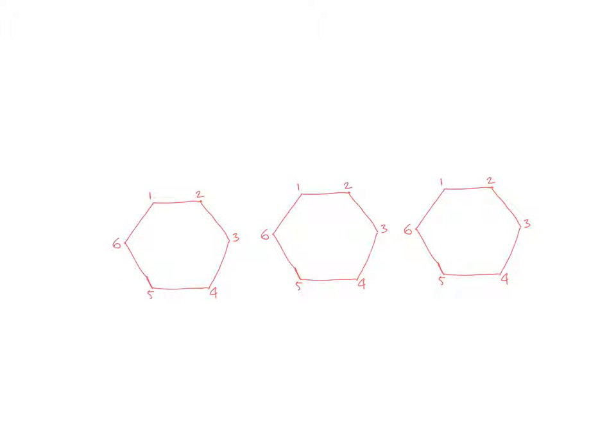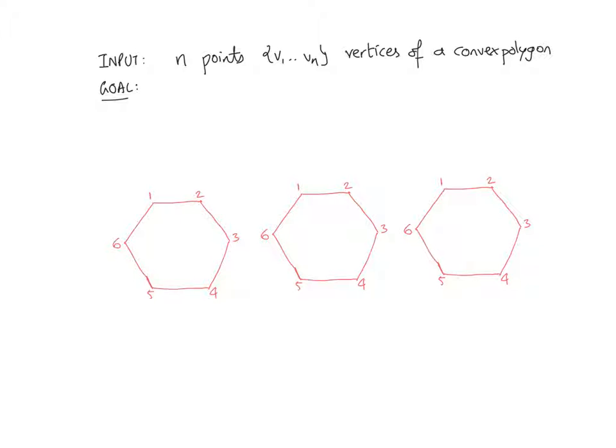We'll now consider the minimum triangulation problem. The input to the minimum triangulation problem consists of n points v1 through vn, which are vertices of a convex polygon in the plane. So, for instance, the vertices 1, 2, 3, 4, 5, 6 in this hexagon are an example of an input. And the goal is to find the minimum cost triangulation of the polygon.